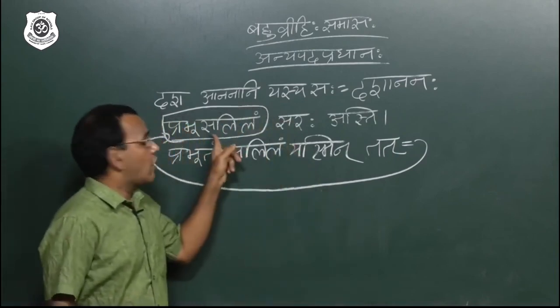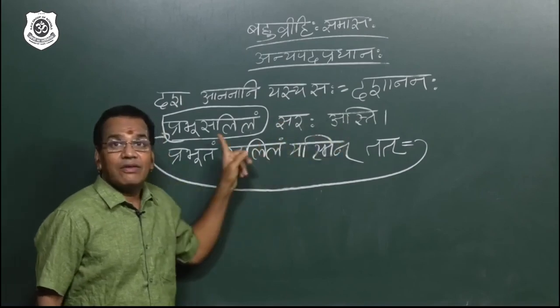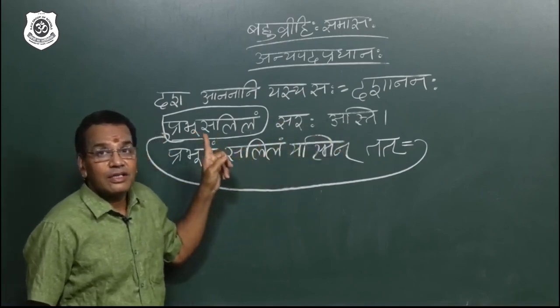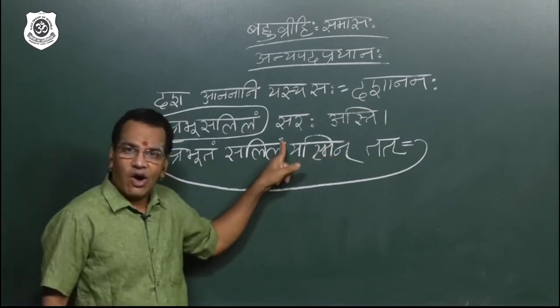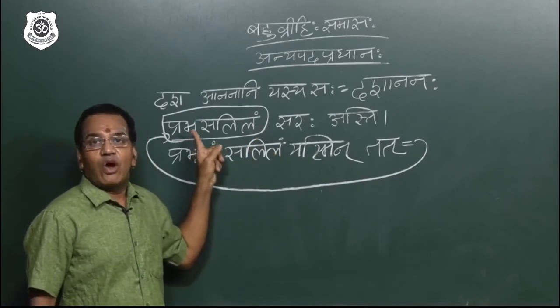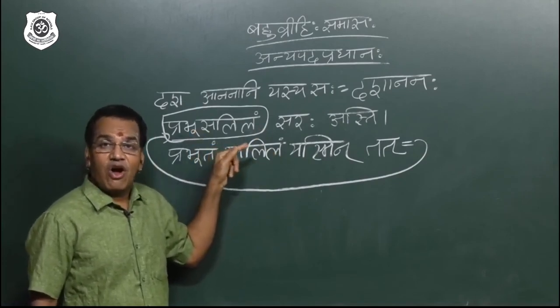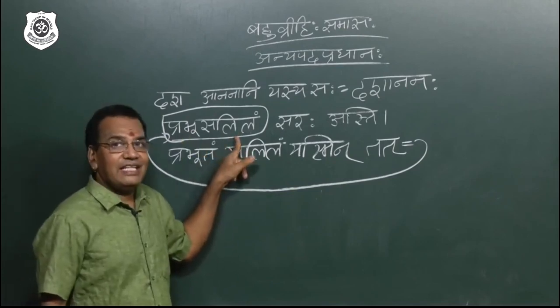So you are not talking about plenty of water. You are telling there is a pond. Just see the sentence. And what kind of pond? Where there is plenty of water. In which pond? Plenty of water. So Prabhuta Salilam is not the main word.